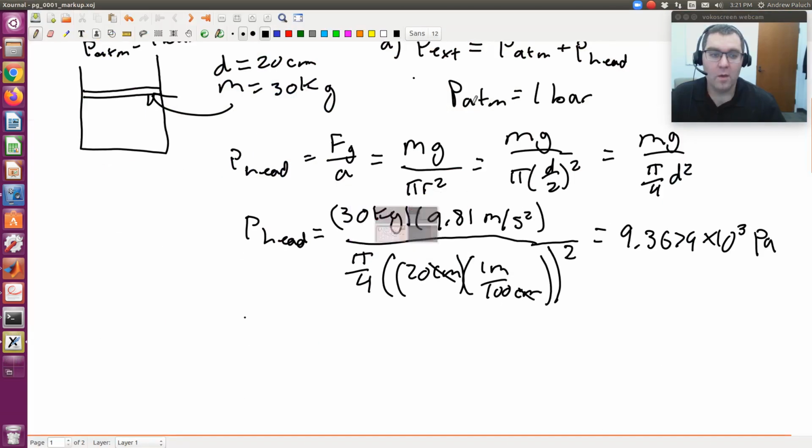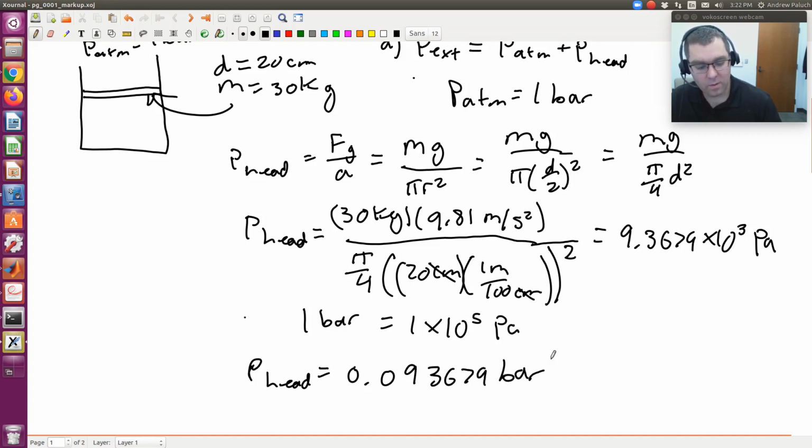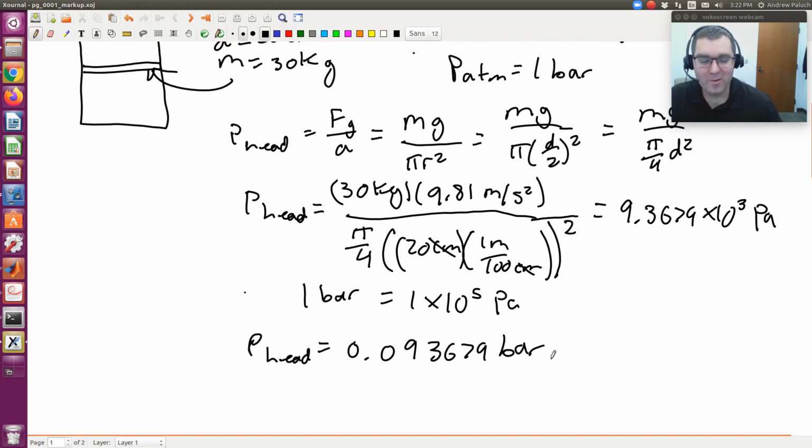Okay, so I know that 1 bar is equal to 1 times 10 to the 5 pascals. So if I convert my pressure head to bars, this is 10 to the 3, so it'll be 0.093679 bars. So it's really pretty small when I convert to units of bar.